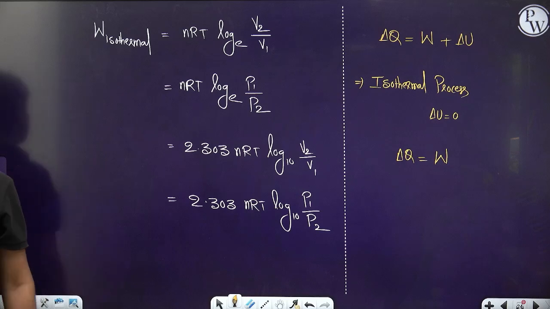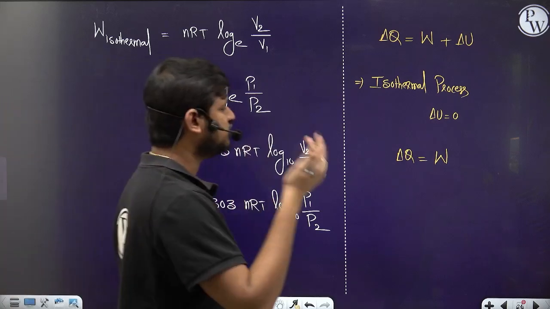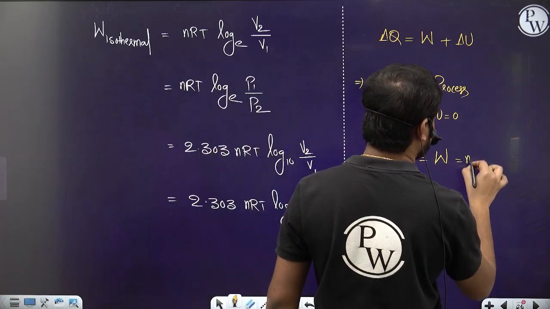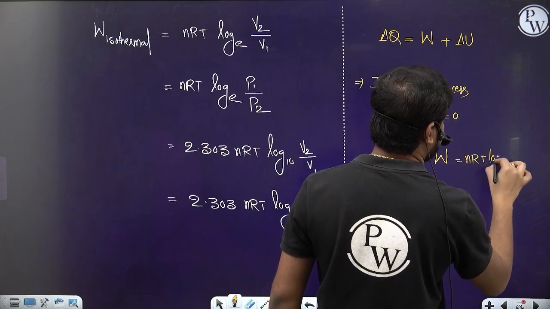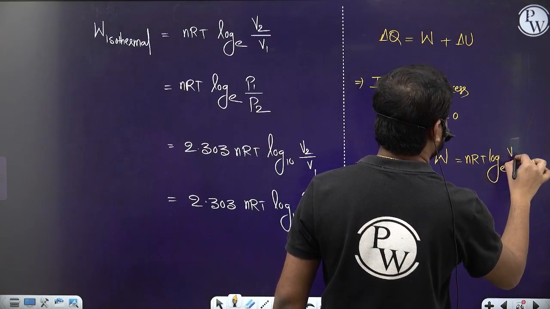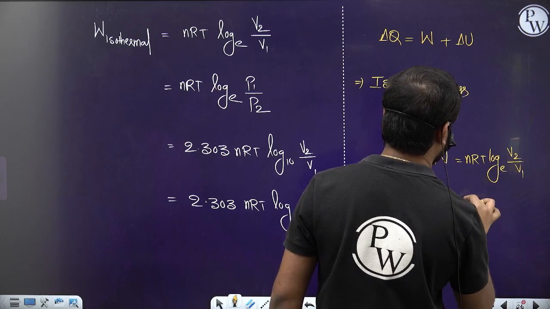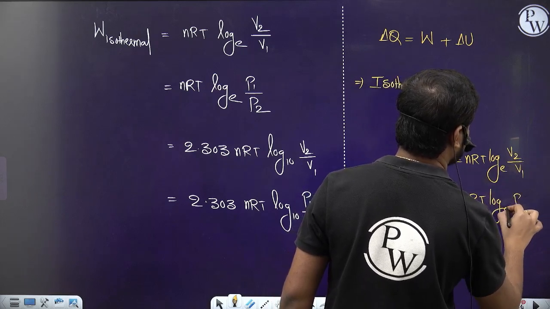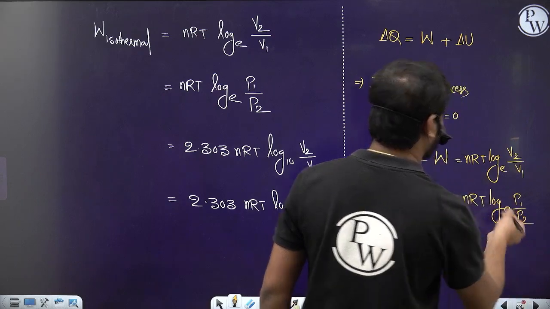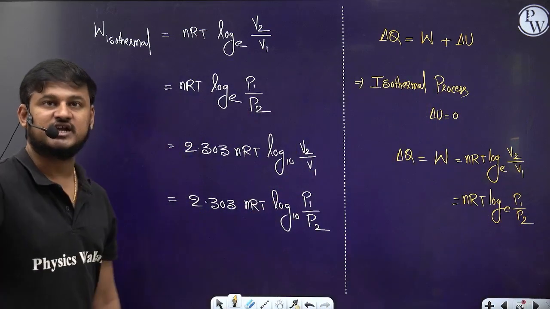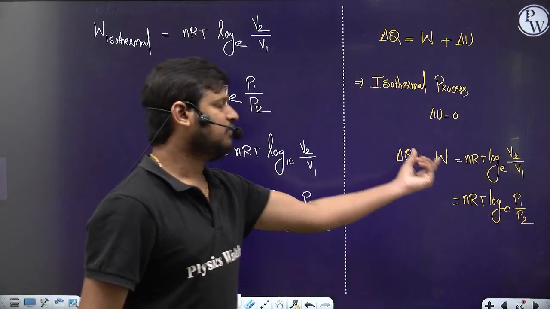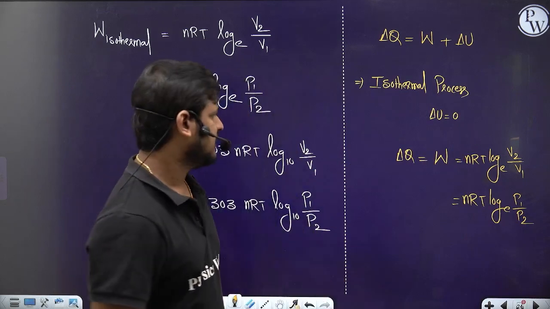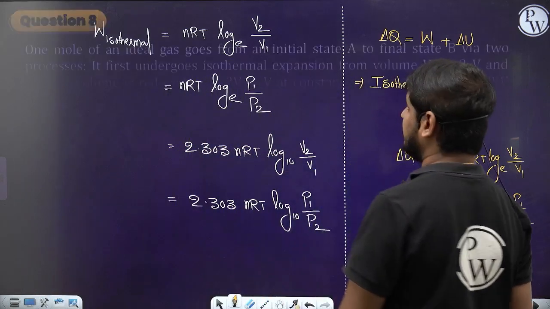Right. So you can also write it: the heat also equals nRT log e of V2 by V1, which is also nRT log e of P1 by P2, or you can write it in terms of log base 10. So these formulas you can also write there. So the heat and work will be the same. Okay, so what else is left?